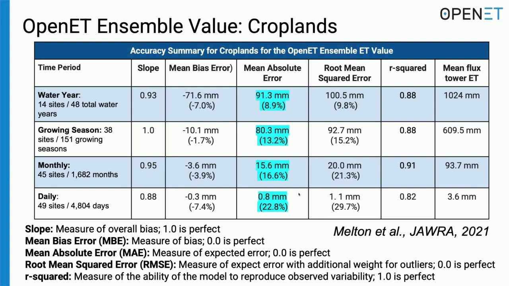And the most important thing is that we're able to provide users with a characterization of the accuracy, both for this ensemble ET value, which is what we're looking at here, as well as for the individual models. The summaries of these results are available in an open access article that the team published in the Journal of the American Water Resources Association last year, and then also on the OpenET website under the accuracy tab.